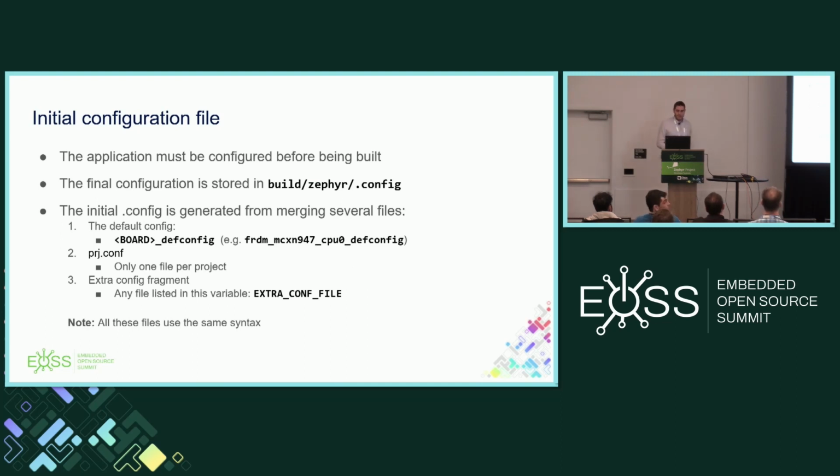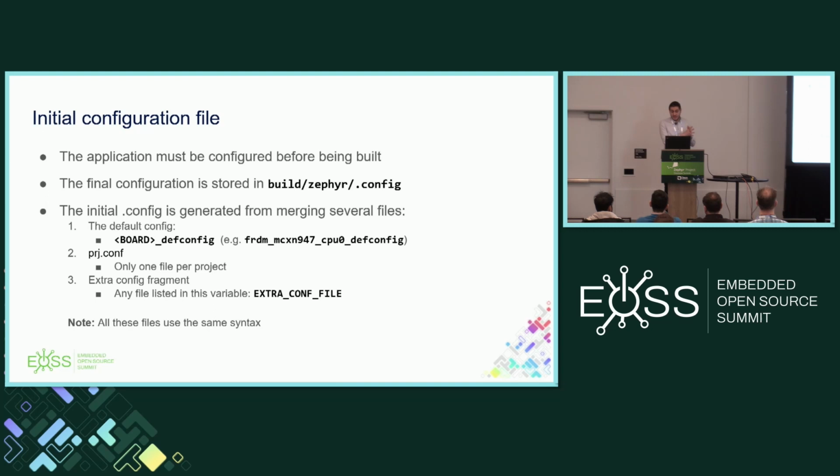So let's start by speaking about the initial configuration file. The application must be configured before being built, of course. First you configure it, and then you run the compilation. The final configuration, as we said, is going to be in the .config file, which you can find under build/zephyr/.config, and everything is based on this .config. Let me highlight something: this .config is generated, so you are not supposed to modify it manually. Even though it's possible, it's not supposed to be done that way.